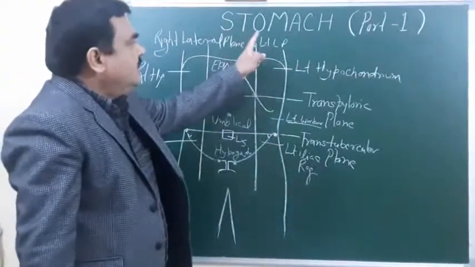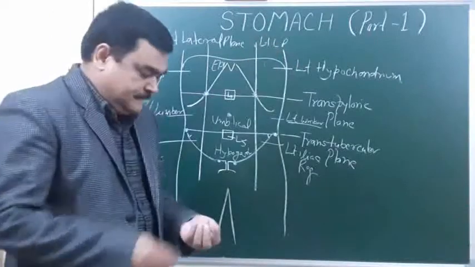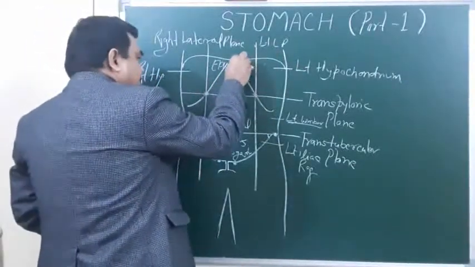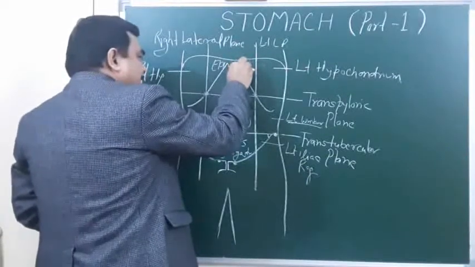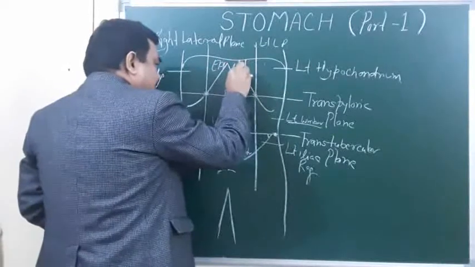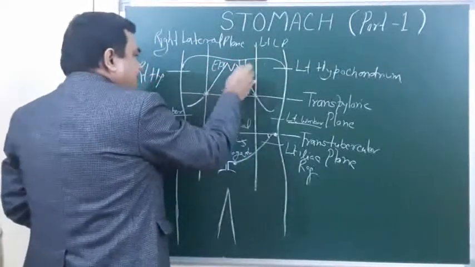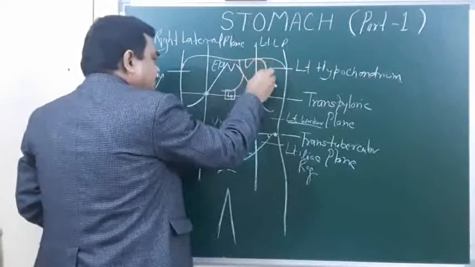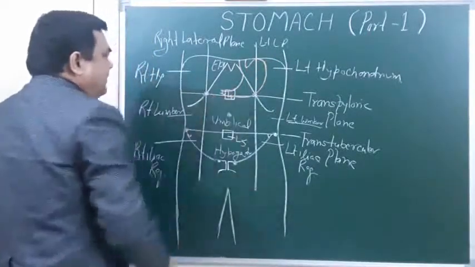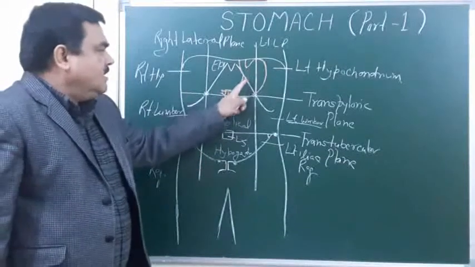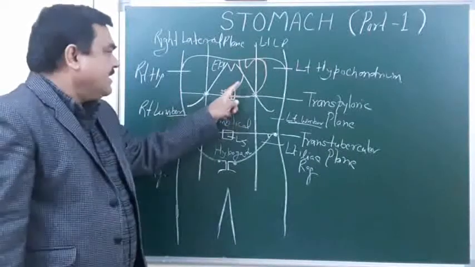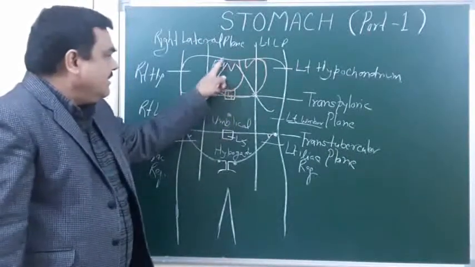Now we discuss the position of the stomach. Here you can see the stomach lies here. This is the position of the esophagus, and this is the position of the stomach. So in this diagram you can see the location of the stomach. The stomach lies in this region.